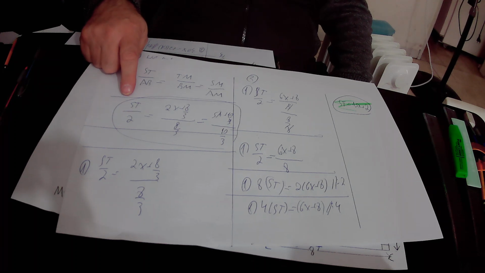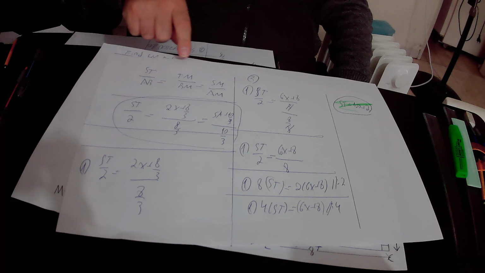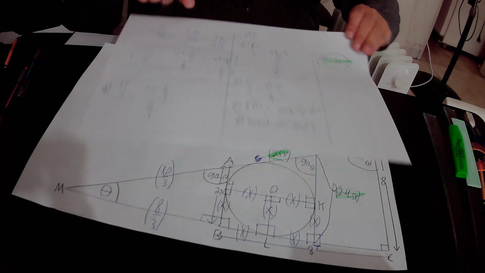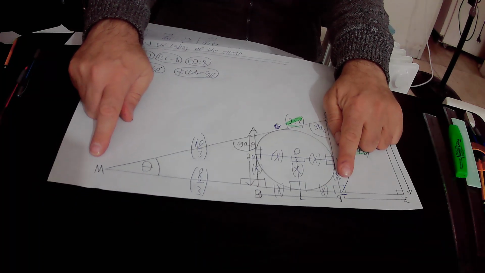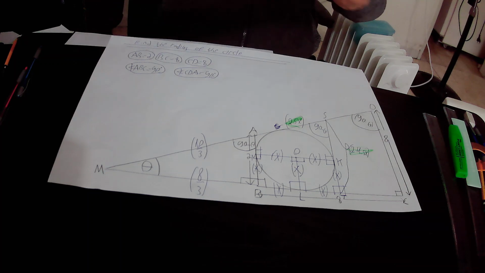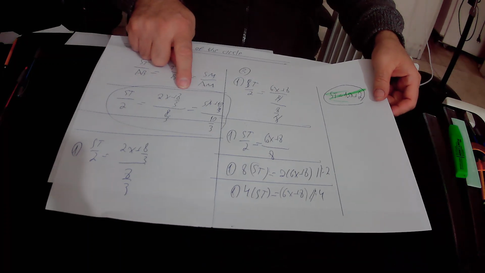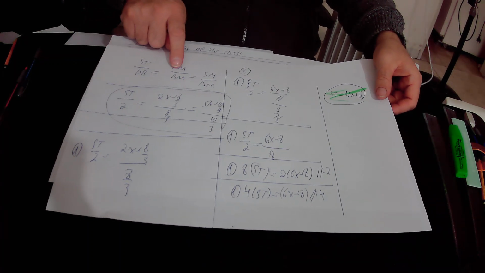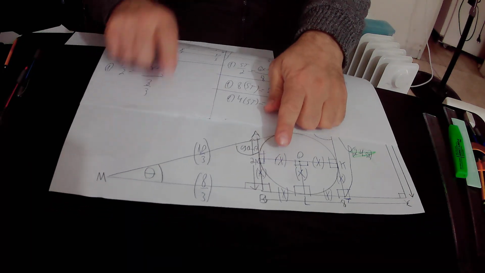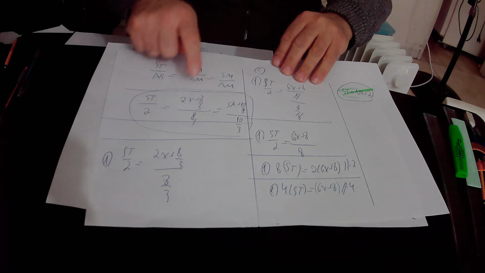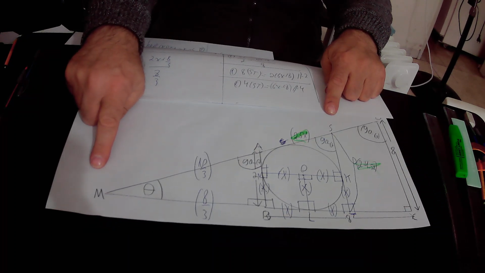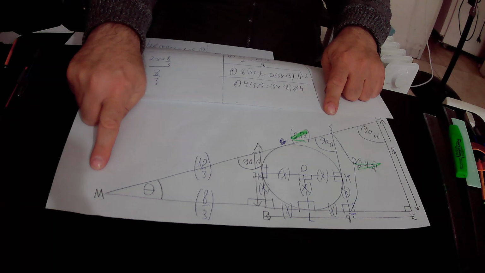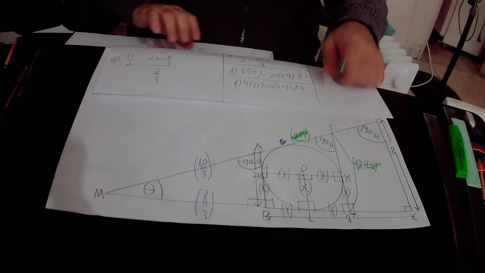ST is the missing side, so we leave it as it is, over AB. AB is 2, so we substitute AB by 2, and it equals TM. What is the length of TM? From the drawing it is very easy to see that TM in total equals 2x plus 8 over 3. So we substitute TM by 2x plus 8 over 3, over BM. BM equals 8 over 3, so we substitute BM by 8 over 3, and it equals SM. SM equals SA plus 10 over 3.